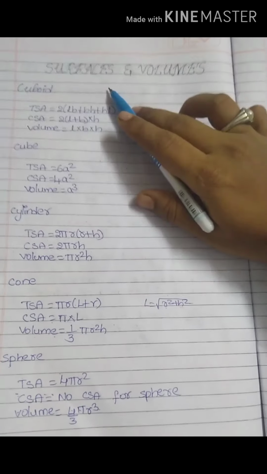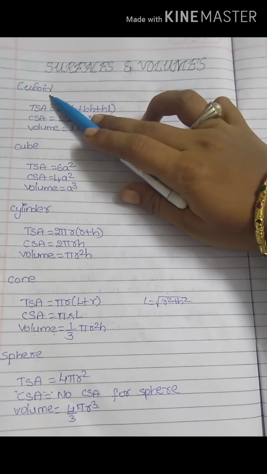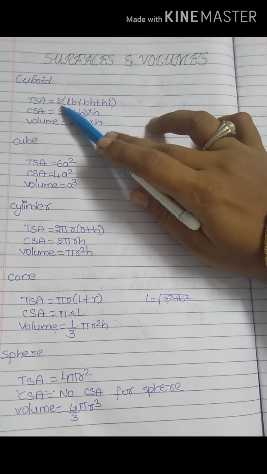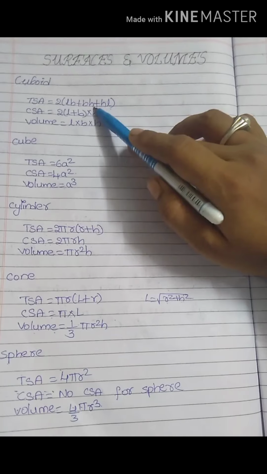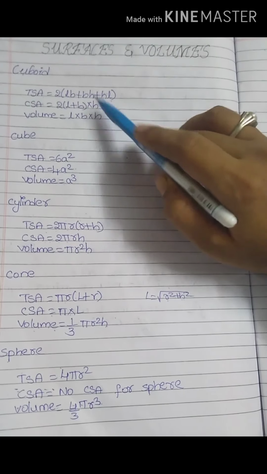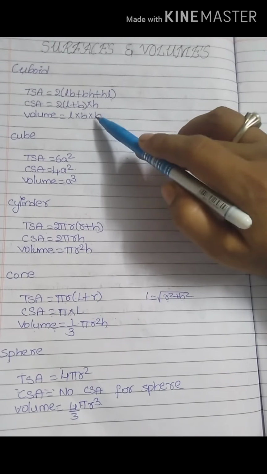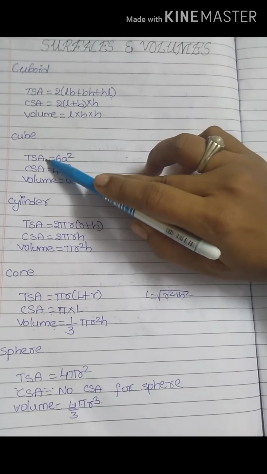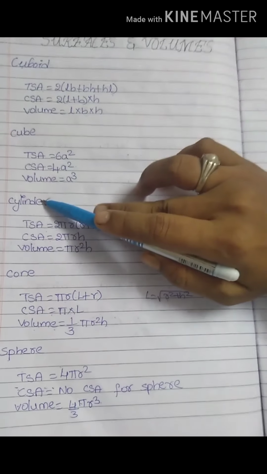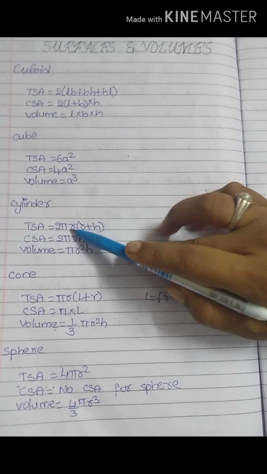Surface areas and volumes. Cuboid. TSA, that is total surface area, is equal to 2 into LB plus BH plus HL. CSA, that is curved surface area, is equal to 2 into L plus B into H. Volume is L into B into H. Cube. TSA is equal to 6A square. CSA is equal to 4A square. Volume is equal to A cube.